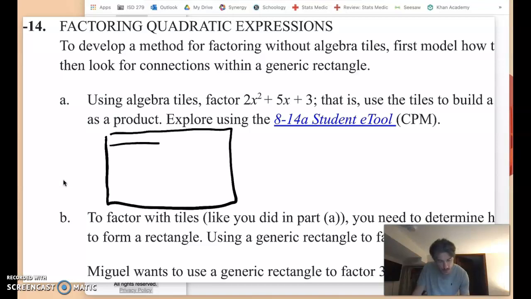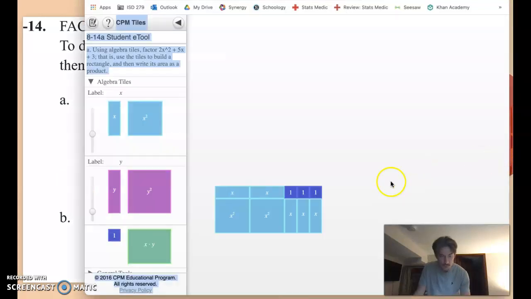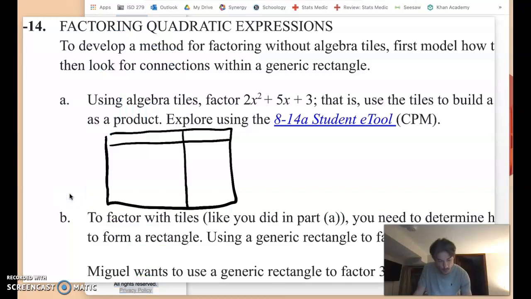Okay, and I'm going to try to do this. Try to draw it. There we go. Let's see, like that, and then 1, 2, 3. Okay, 1, 2, 3, and then it goes like that. Okay, so I've got an x squared, an x squared, an x, an x, an x, an x, and an x, and then I've got 1, 1, and 1.